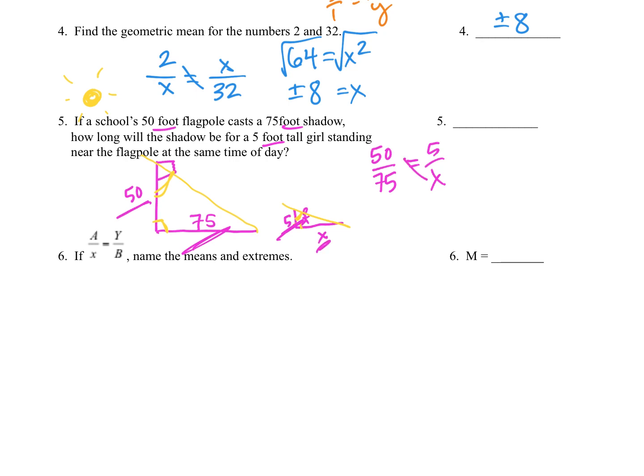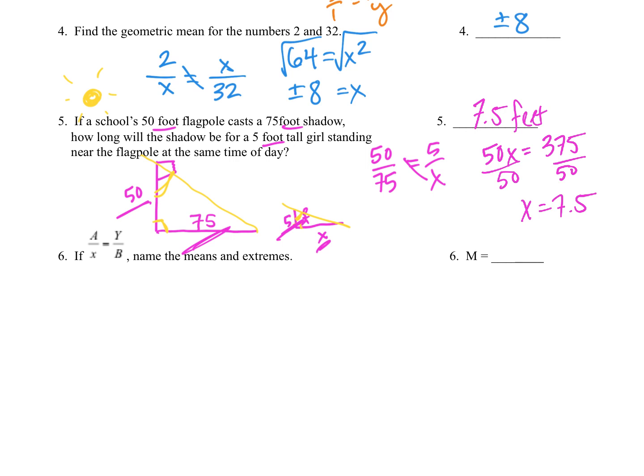Okay, so I'm going to cross multiply. 50x is equal to 375. Divide by 50. And x equals 7.5. So the shadow is 7.5 feet.